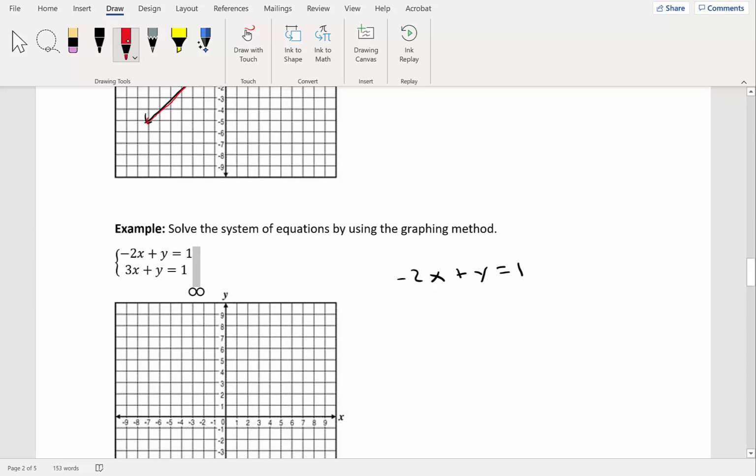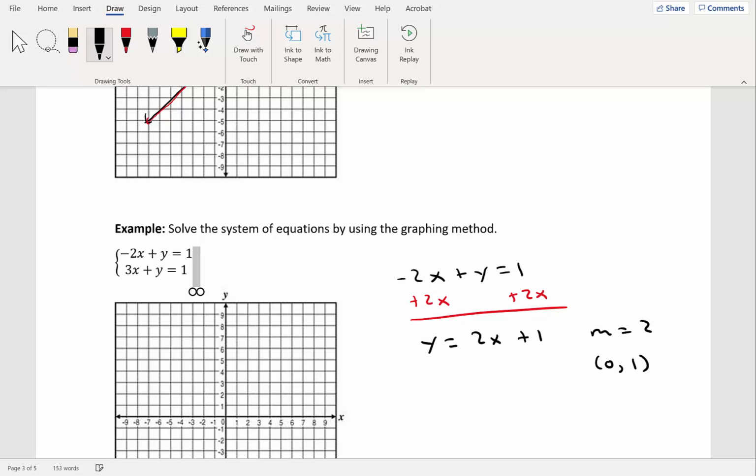In order to graph it, let's get into slope-intercept form, so we can use the slope and the y-intercept to graph. So y is equal to, I added 2x to both sides, so I get y is equal to 2x plus 1. This tells me my slope is 2, and my y-intercept is (0, 1).